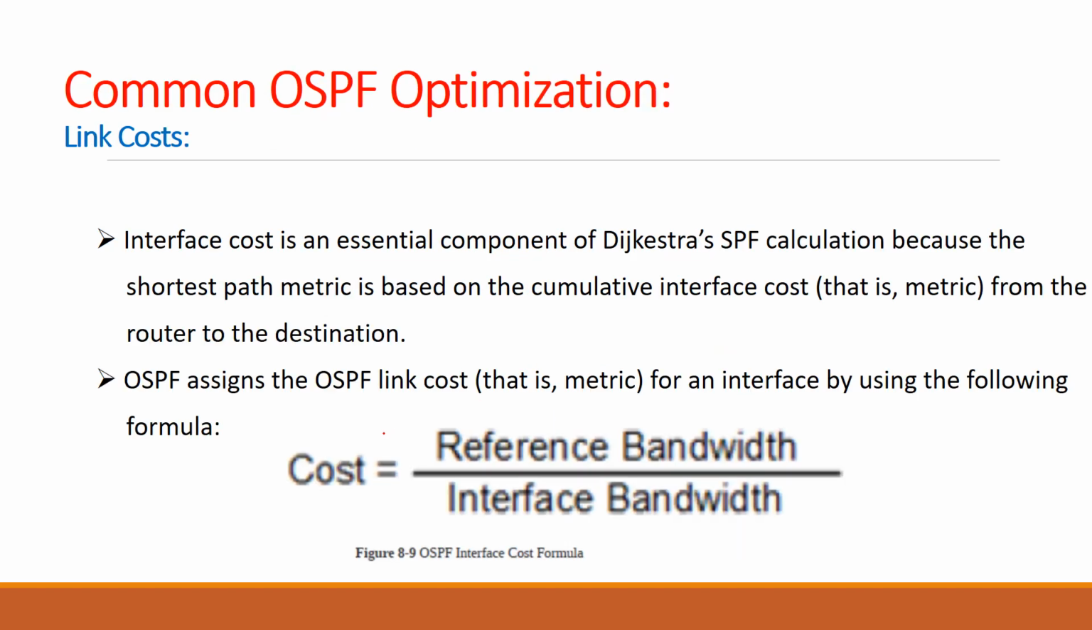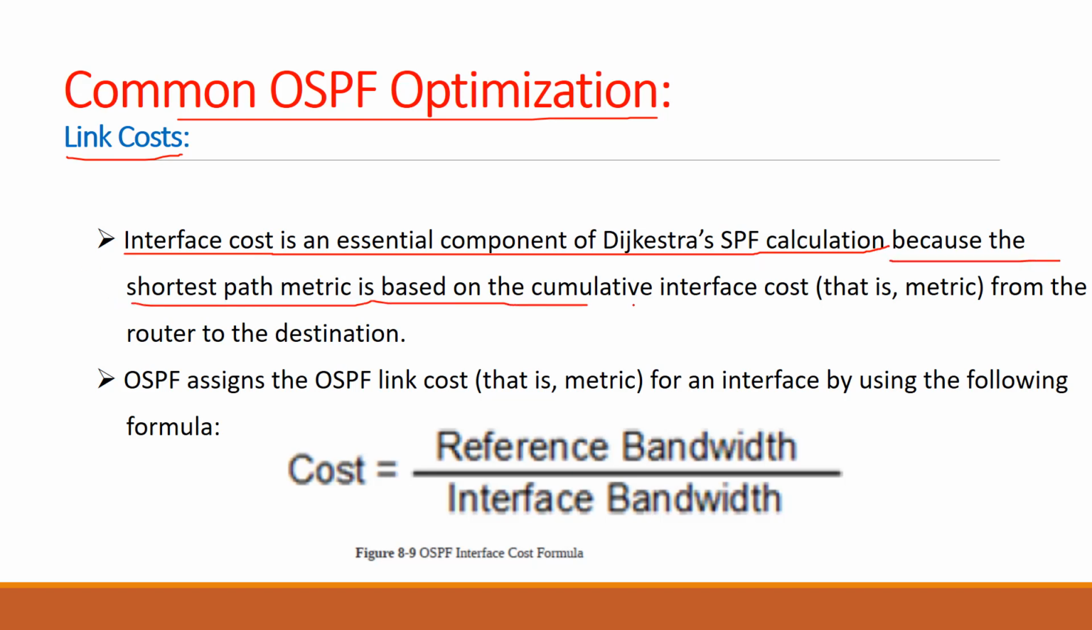Now let's discuss the fourth element of this video, which is common OSPF optimization, and we will start with link costs. The interface cost is an essential component of Dijkstra's shortest path first calculation because the shortest path metric is based on the cumulative interface cost, that is the metric from the router to the destinations.